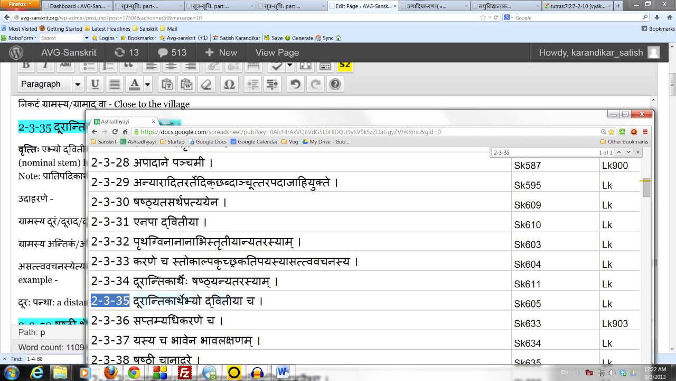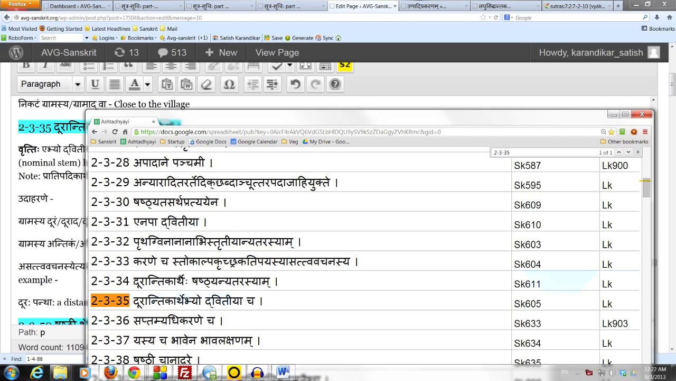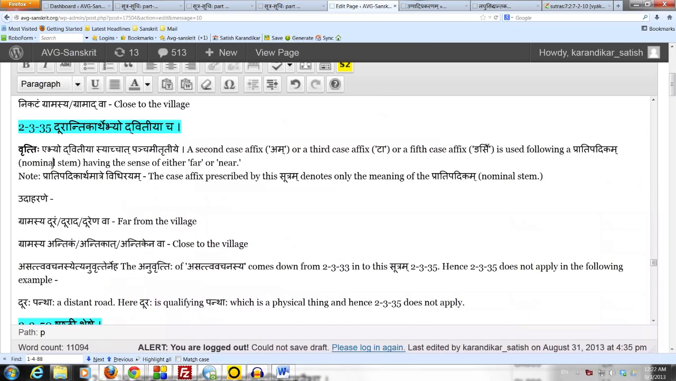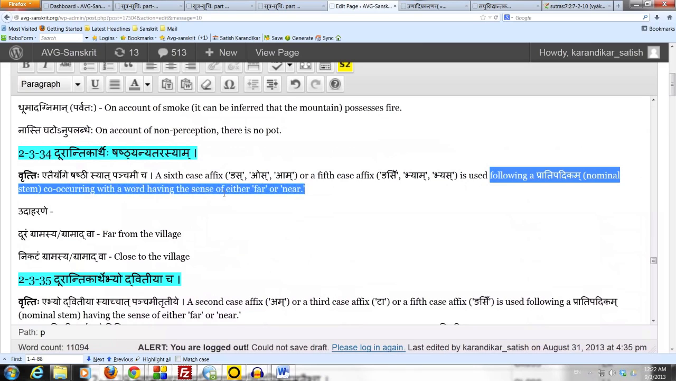These two rules can be confusing because they occur back to back in the Ashtadhyayi and they sound similar, but there is a very important difference here. 2.3.34 says Durantikarthaihi. Hence 2.3.34 prescribes a case affix following a pratipadikam which co-occurs or is in conjunction with a word having the sense of either far or near.